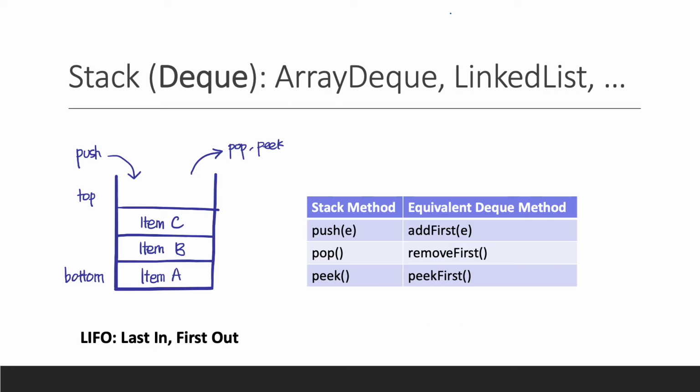A stack supports the LIFO or last in, first out abstraction. The Java collection framework recommends using the double-ended queue or the deque interface if you need a stack. ArrayDeque and linked lists are examples of concrete classes that implement this interface. Technically, a deque is not a stack, but we can limit its behavior to behave like a stack. The table shows a comparison between stack methods and deque methods.